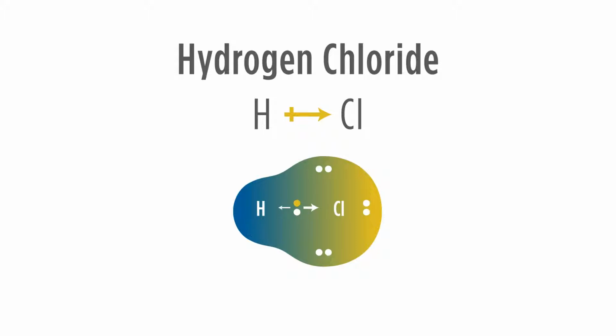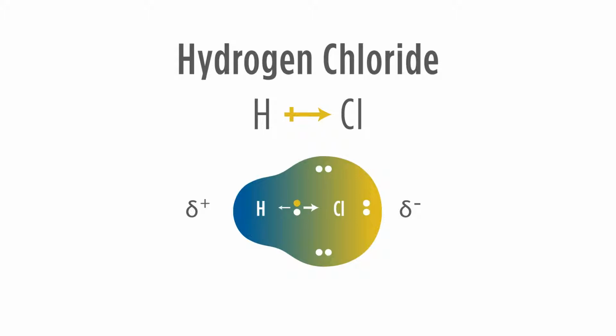We can also determine from this that we're going to have a partial positive charge on our hydrogen and a partial negative charge on the chlorine. This is our bond dipole. It also happens to be our molecular dipole. Since this is the only dipole in the molecule, the molecular dipole would also be in the same direction.